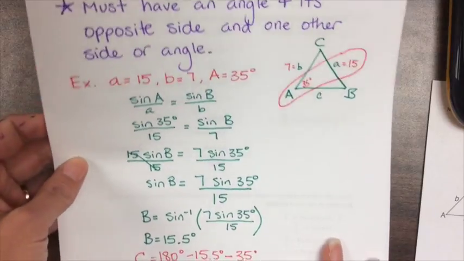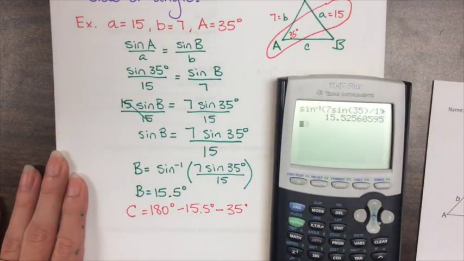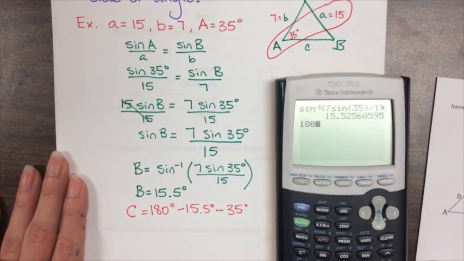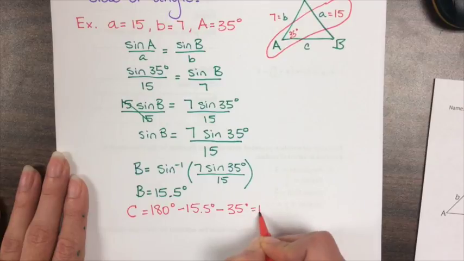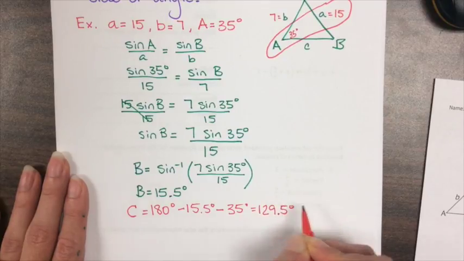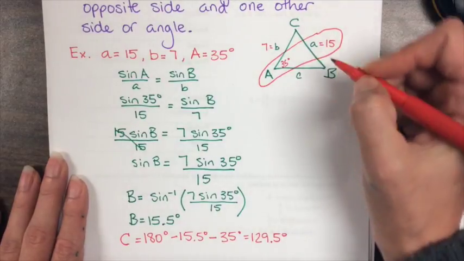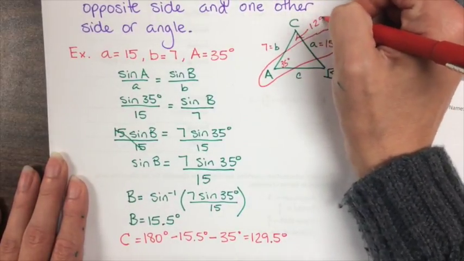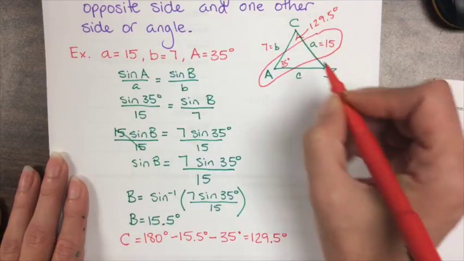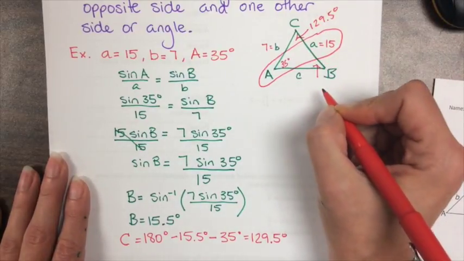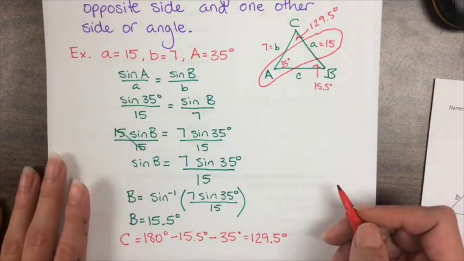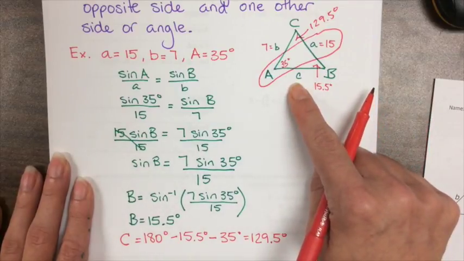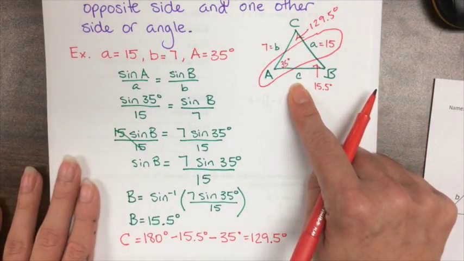All right, let's do that in our calculator as well. So 180 minus 15.5 minus 35, and that gives us 129.5 degrees. So we know all of our angles. This one right here is 129.5 degrees. Notice it's not to scale, but I don't worry about that. And this angle right here is 15.5 degrees. Well, what's the last piece we're missing? That's side C. So let's use law of sines again to find side C.